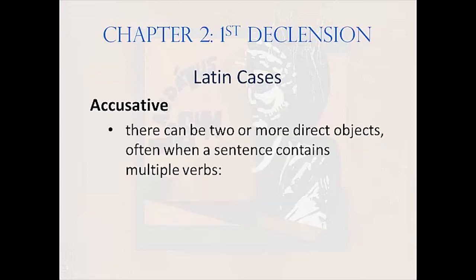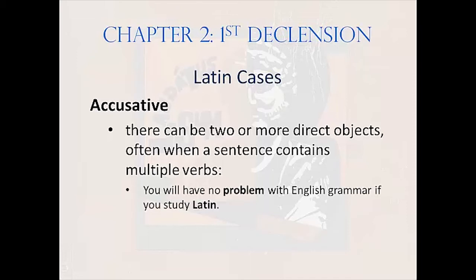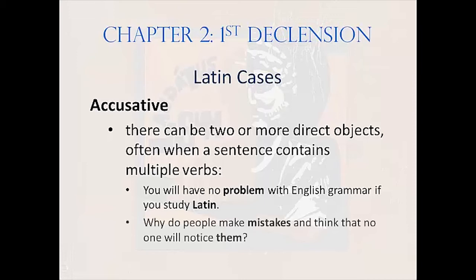You should note that there can be 2 or more direct objects in a sentence, often when that sentence contains multiple verbs, such as, you will have no problem with English grammar if you studied Latin. There are two direct objects in this sentence. The first is problem, the object of you will have. The second is Latin, the direct object of study, the second verb in the sentence, the one inside the if clause. Why do people make mistakes and think that no one will notice them? There are again two direct objects in this sentence, each attached to one of its two verbs. Make, which has as its direct object mistakes, and notice, which has as its direct object them.